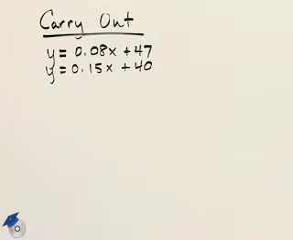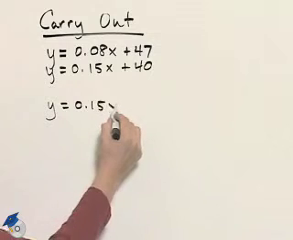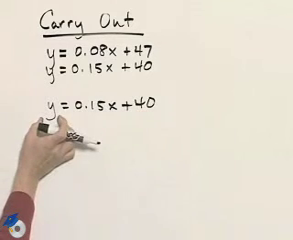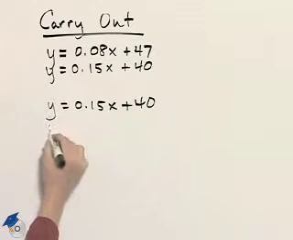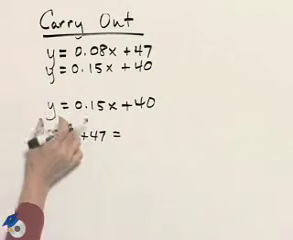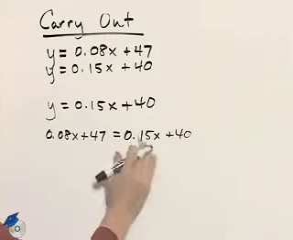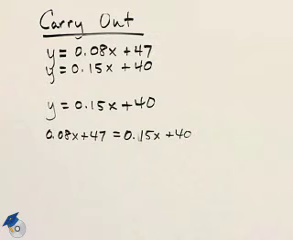We can now go to the second step of solving this problem, which is to carry out, which means we're going to solve this system. I would use substitution to solve this system, so I'm going to substitute into the second equation. I'll substitute what y equals in the first equation, so I'm going to have 0.08x plus 47, because that's what y is equal to, equals 0.15x plus 40.